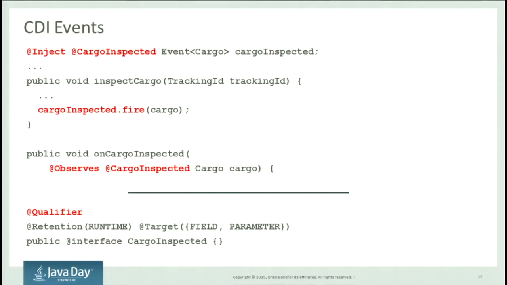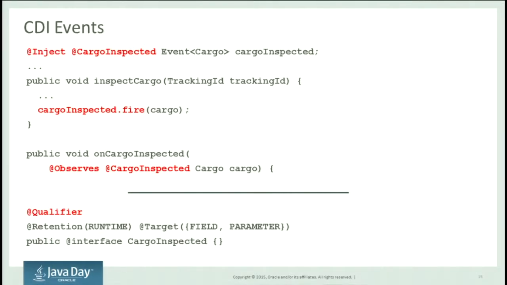In this example, I want to be notified when a cargo is inspected. The cargo is actually the domain object, the data encapsulation object that I'm interested in. Where I need to fire an event notifying everyone that I've inspected the cargo, I simply call cargoInspected.fire. The cargoInspected object is nothing much more than a CDI Event object with the payload of Cargo, and you simply inject it the same way as you do here using the @Inject annotation.